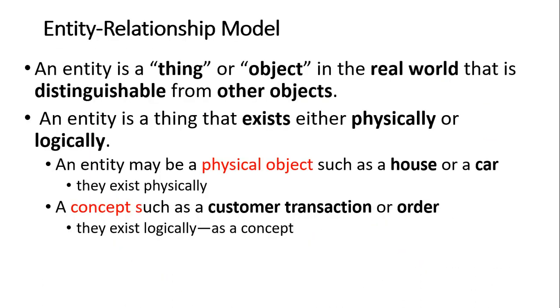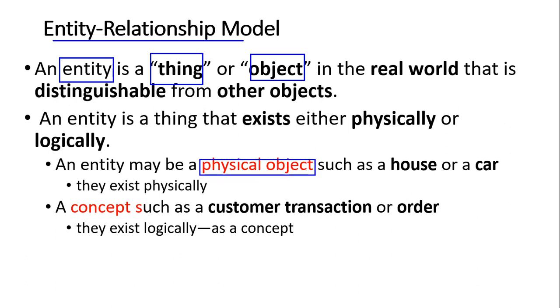Now let's look at the next model, and the next model is based on the entity relationship model. An entity is nothing but a thing or an object in the real world. The object can be a physical object like your car, bus, book, refrigerator, anything which you can touch and feel. Or the thing or object could be a concept like a customer transaction.